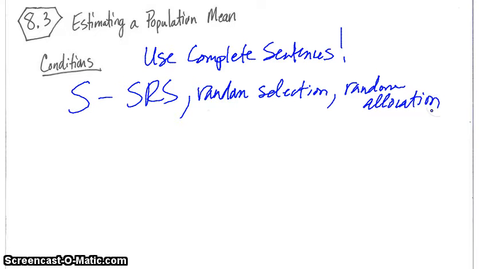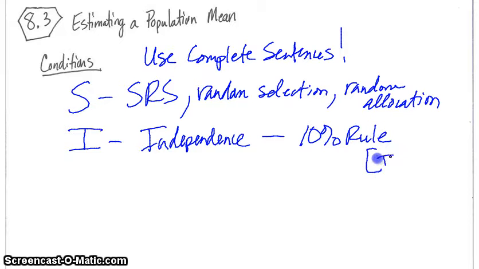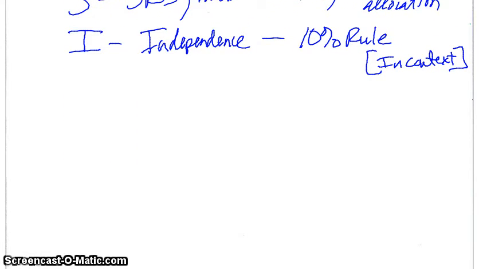All right. Then we've got our I. That's our independence clause. And we're going to use our 10% rule in context. All right then, now let's scroll down. Those are so very, very familiar. What about N for normality?